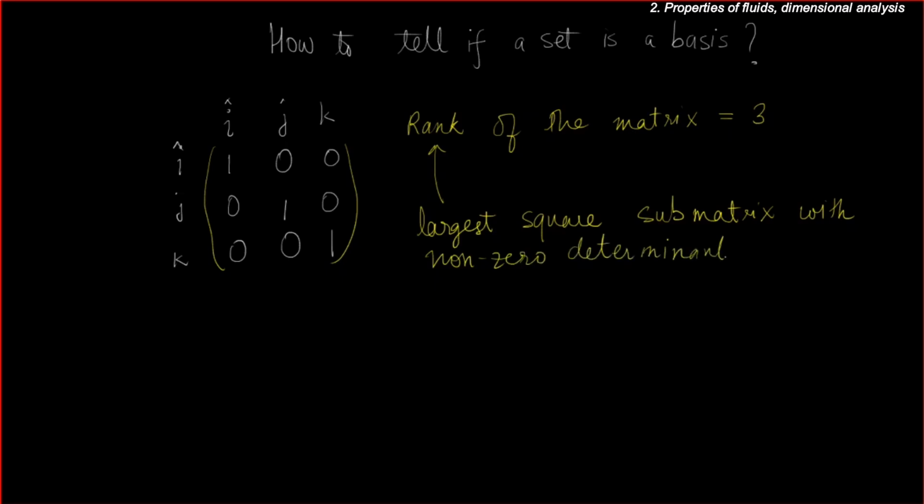Rank refers to the largest square submatrix, such as this, which has a non-zero determinant. Let us check the determinant of the matrix formed. The determinant is obviously 1.